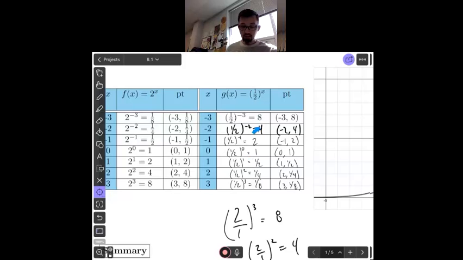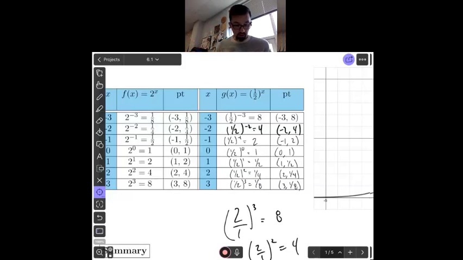8 times 1/2 is 4. 4 times 1/2 is 2. 2 times 1/2 is 1. 1 times 1/2 is 1/2. 1/2 times 1/2 is 1/4. 1/4 times 1/2 is 1/8. So there's a consistent ratio here. So that's not a linear idea. Linear ideas are consistent change. So if we add 3 each time, that's consistent change. Or if we subtract 2 each time, that's consistent change.